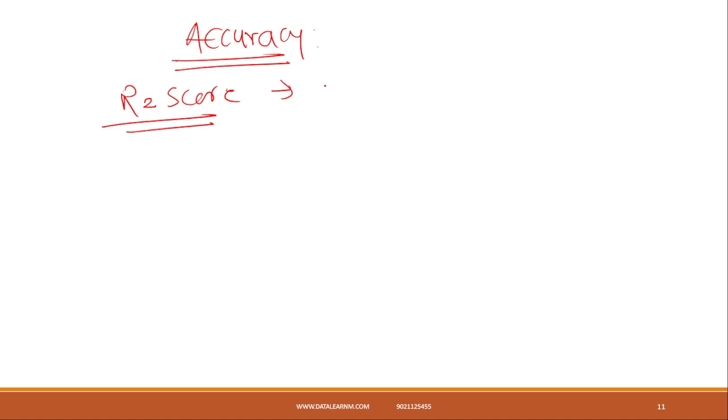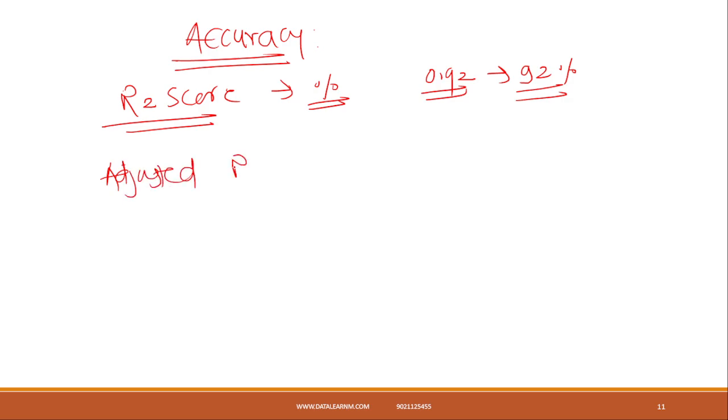In order to calculate the accuracy, we use the R2 score. The R2 score gives you the accuracy in terms of a percentage. Suppose it is 0.92: what is the meaning of 0.92? Your model is predicting 92% of values correctly. There is also the adjusted R2 score, which we will not use, but sometimes it is calculated manually. With the help of a model, we will calculate the R2 score only.